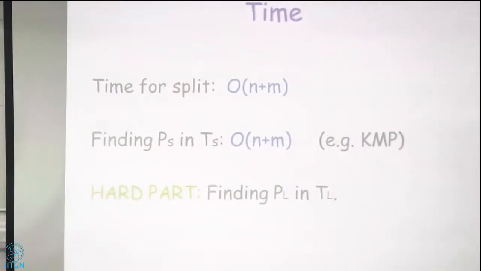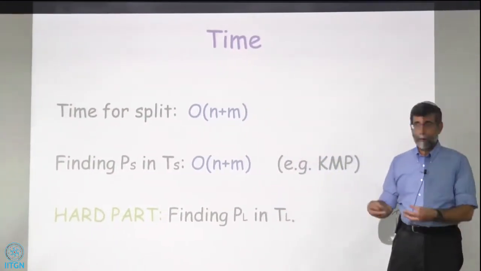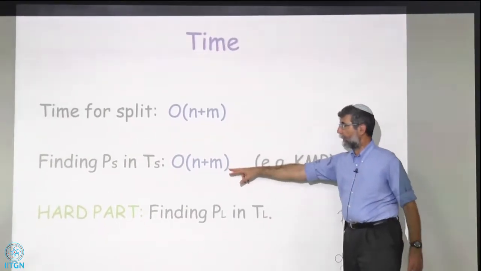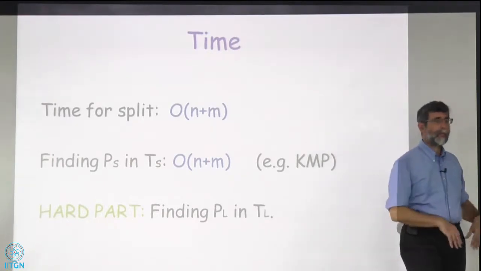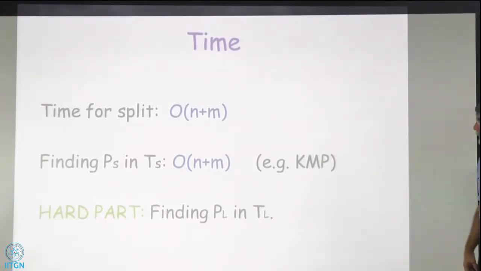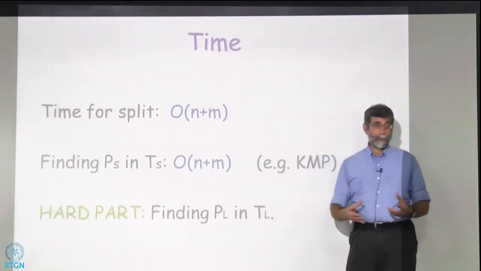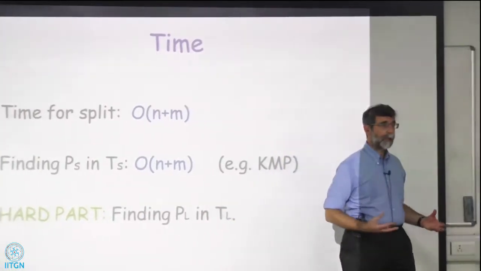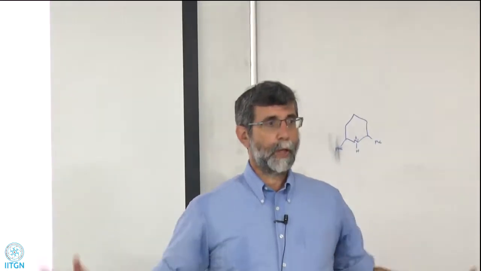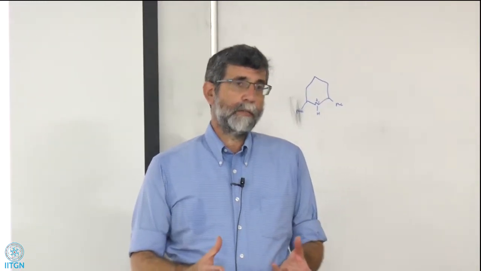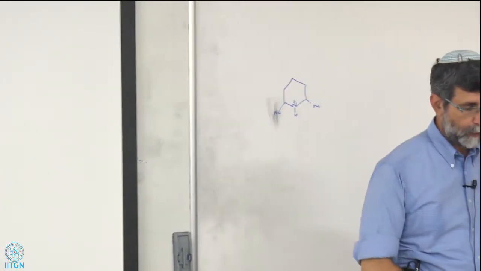So the time for this split to rewrite it is obviously n plus m, because that's easy. And to find the symbol pattern in the symbol text is O of n plus m, and we know many ways of doing it. So the hard part is just finding PL in TL. That's really the only problem that we're now looking at. So now we forget all about Lemma and images and pixels and blowing up and blowing down. All we have is a little problem in numbers. There's a little number algorithm that we're looking for.